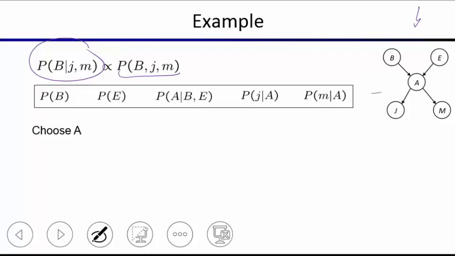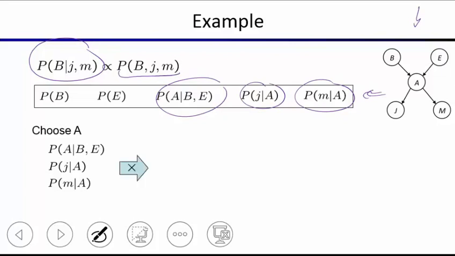Here are our original factors. I'm not writing out the full tables here, but this should be enough for you to know what part of the full table is present in each of these factors. So we choose A first. We haven't yet talked about why we would choose A first. We'll get to that a few slides later. But for now, we assume somebody tells us the ordering, and A was specified as the first one to pick. That means we have to pick all factors that involve A, so these three over here. We join those together, which gives us a new factor.